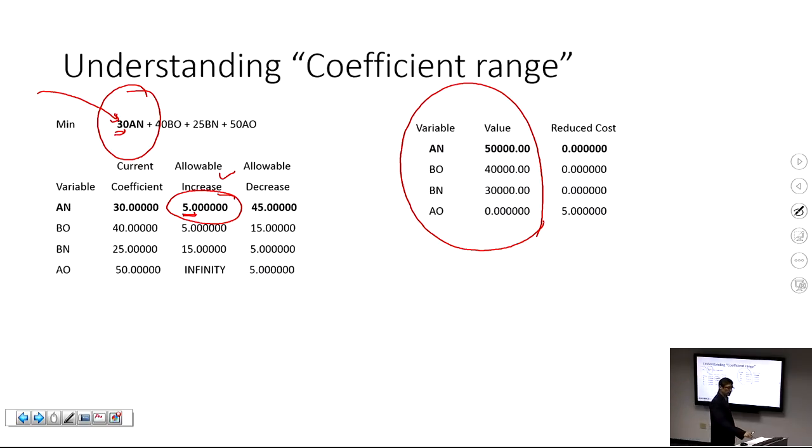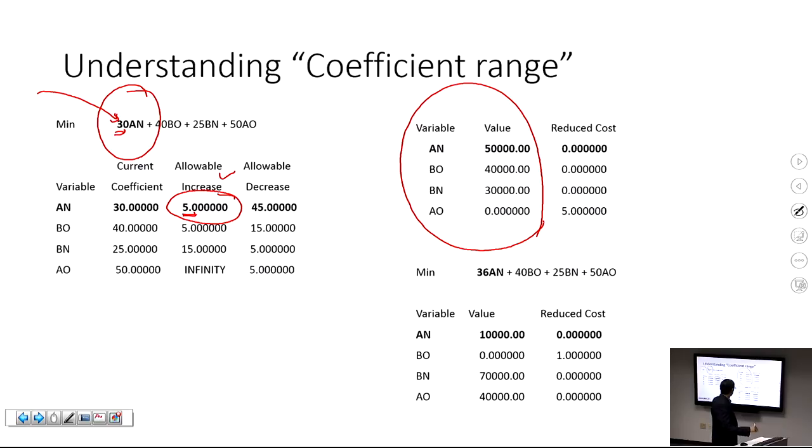So that is what we have done here. We have increased the cost by more than 5. Okay, so the cost has gone up by 6 now from the earlier number of 30. It has gone to 36. And now what that did is, as you would expect, increased cost leads to a reduction in the number of A's you make on the new line. Okay, so your solution changes. But this would not have happened if you did not increase the price by more than 5.